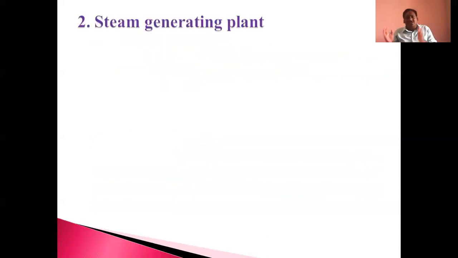And the next system is steam generating plants. The first system, coal and ash handling plant, has coal storage, coal handling plant, and ash storage plant for the production of heat energy and ash disposal. And the next system is the steam generating plant. Here in the steam generating plant, the main component is the boiler.